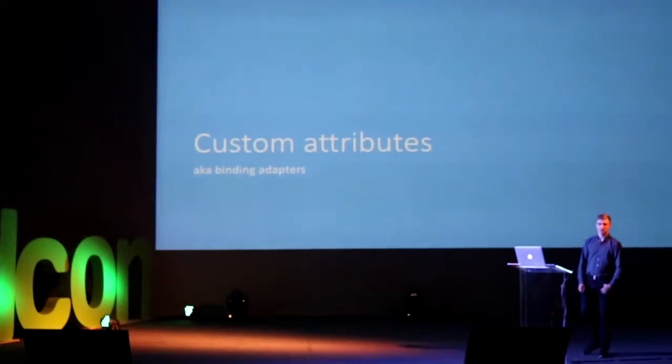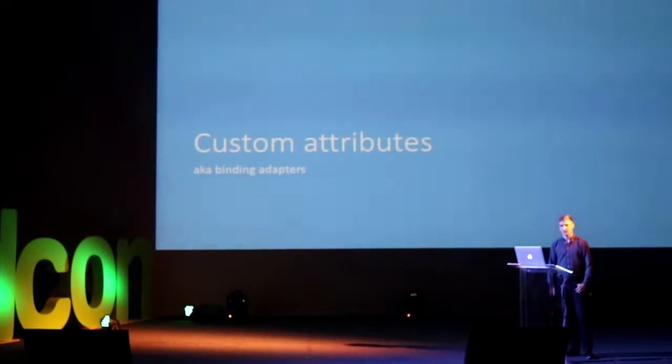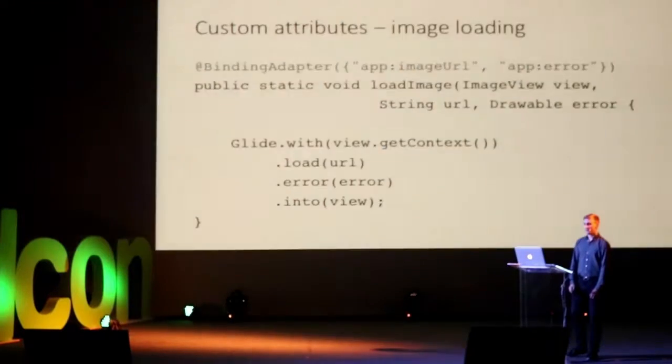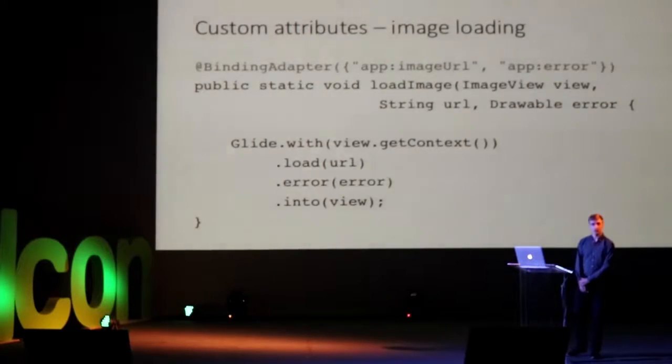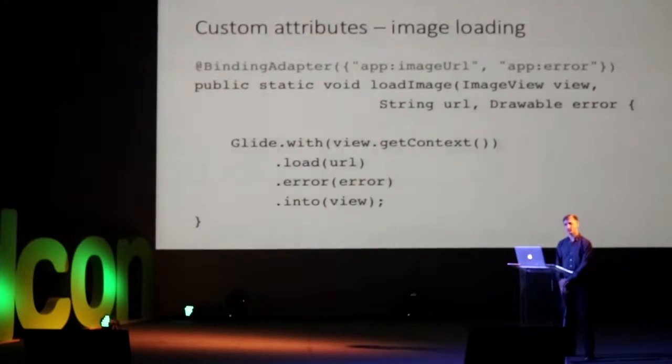Then custom attributes. This is the most powerful thing, I think, in data binding. You can create your own attributes with binding adapters. I showed the profile screen earlier, where I had an image URL attribute that I defined myself. The way that you can do that is by creating a binding adapter. The thing you need to do is just have a public static method somewhere. The name of the method doesn't really matter to the framework. It should just make sense to yourself.